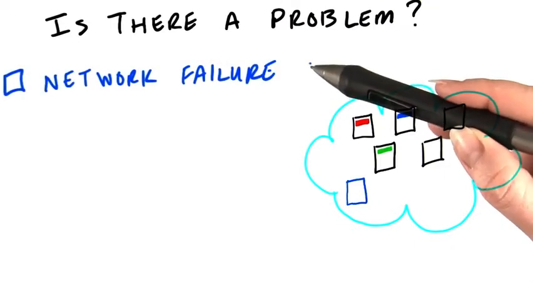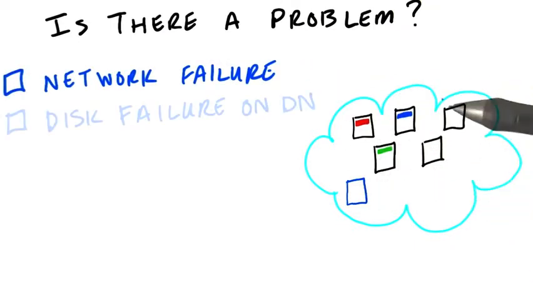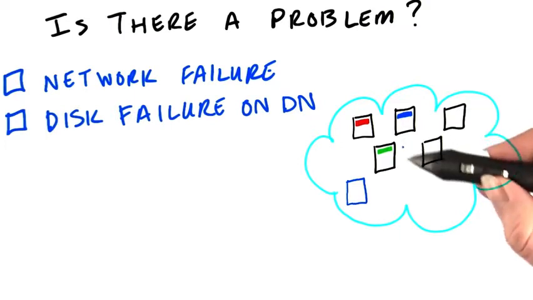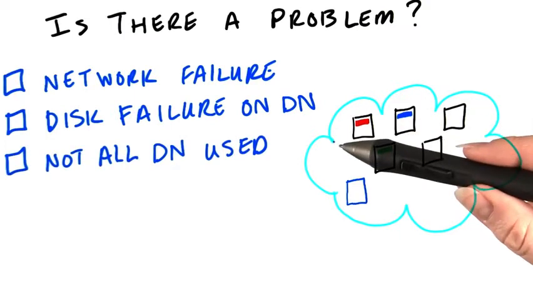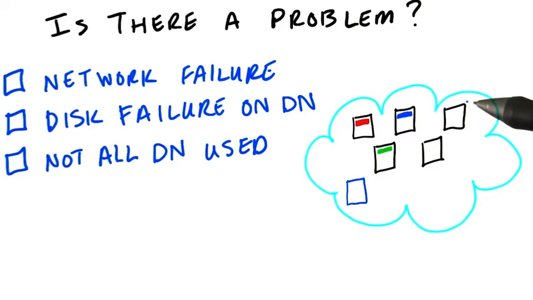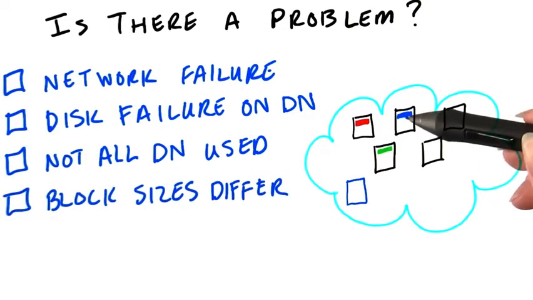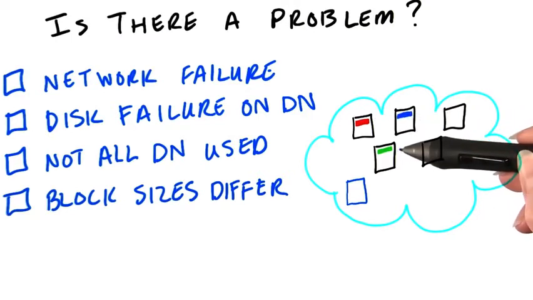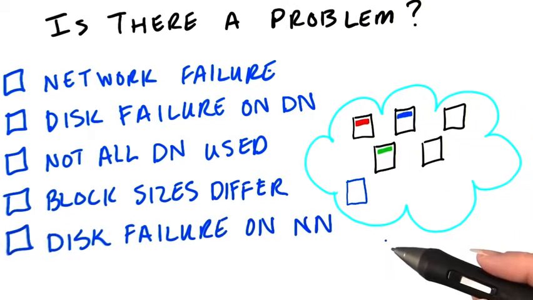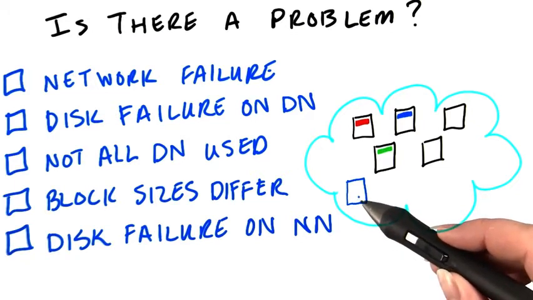For example, let's say there was a network failure between the nodes, or a disk failure on a data node. Do you think it's an issue that not all of the data nodes are used to store data? Or could it be a problem that the block sizes differ? 2 of them are 64 megabytes, but one was only 22 megabytes. Finally, do you think it'd be a problem if we had a disk failure on the name node?